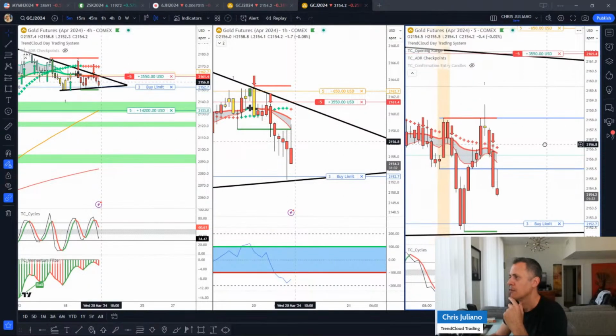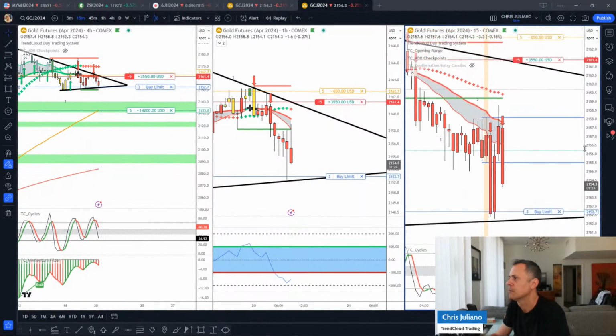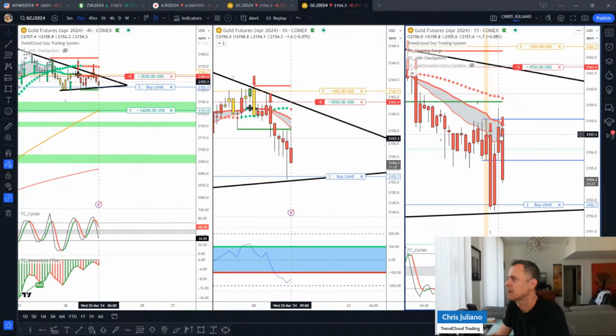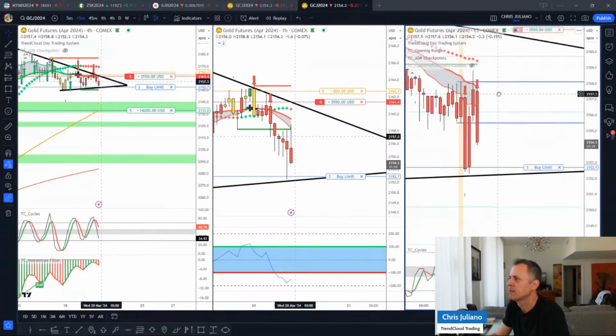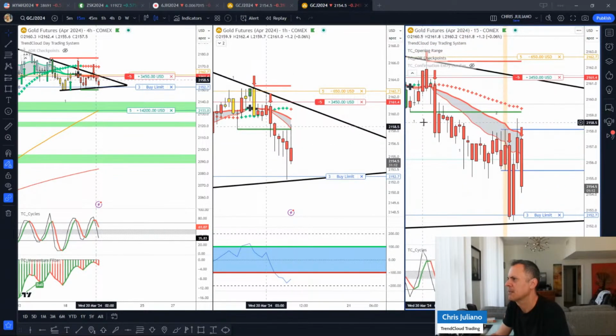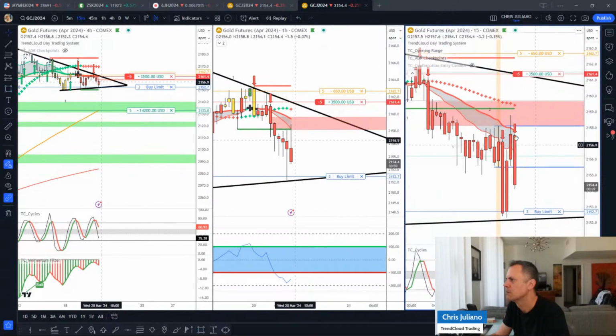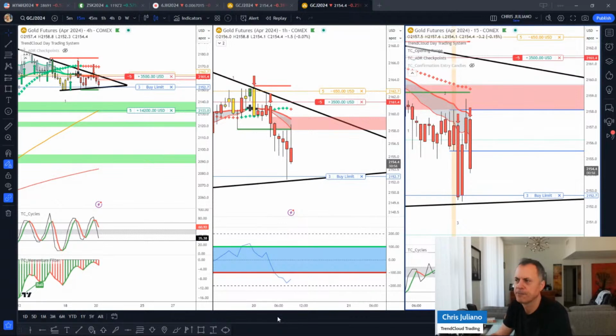Okay, so on the opening range, 15-minute chart, it pulls back deep, right? It pulls back deep and continues to move down. So it kind of pulled back into this little pocket up here for the move down.